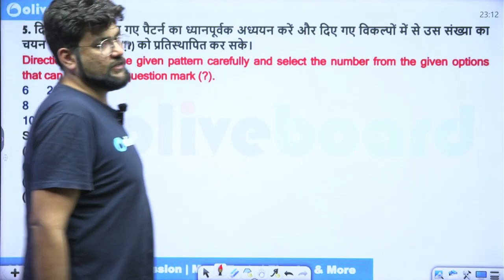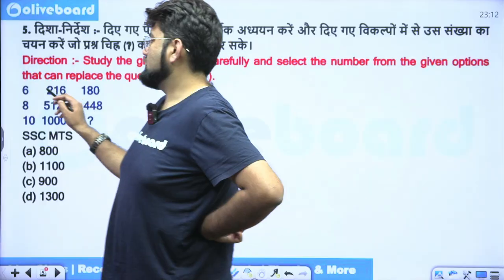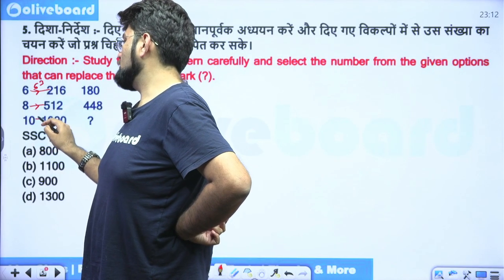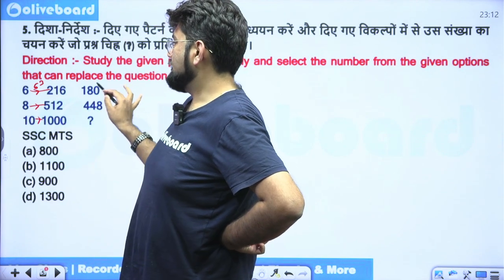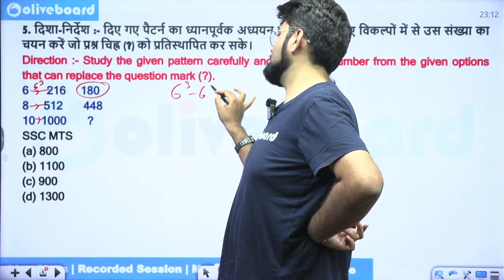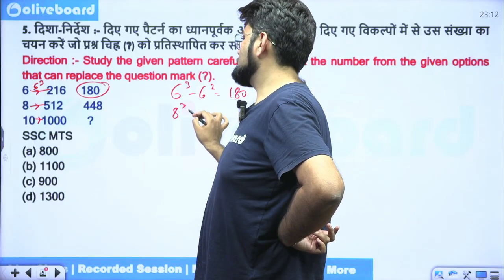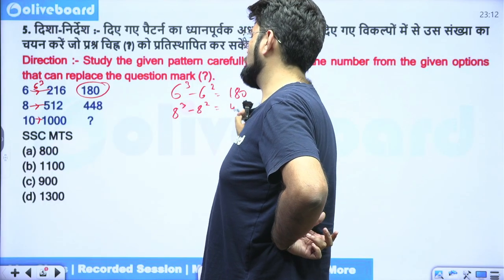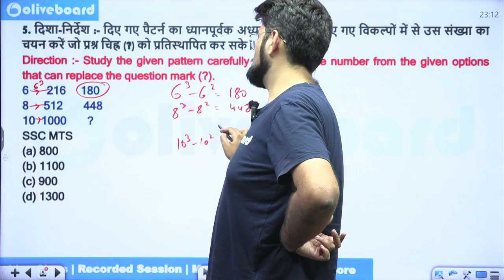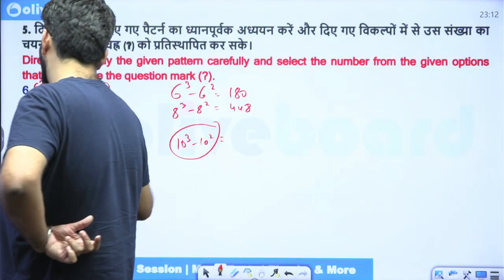Now in this question, it's quite clear how you are going from first column to the second column. So 6 cube, we are cubing this. 8 cube, 10 cube. What about this? This is a very common thing actually. 6 cube minus 6 square is equal to 180. 8 cube minus 8 square is equal to 448. So 10 cube minus 10 square is going to be how much? So that is 1000 minus 100 is 900. Option C is the correct answer here.